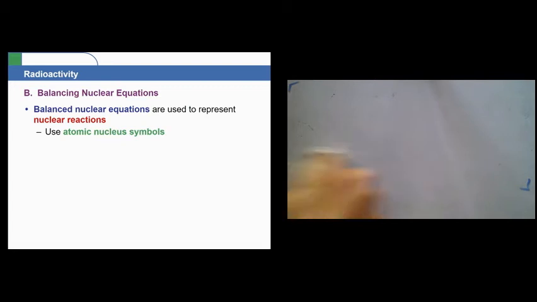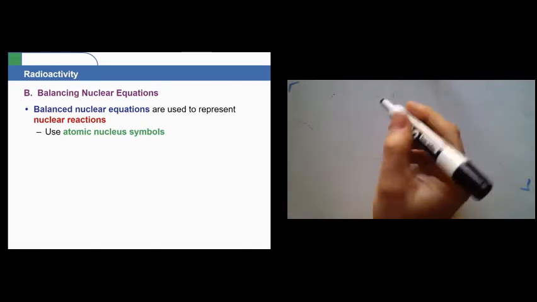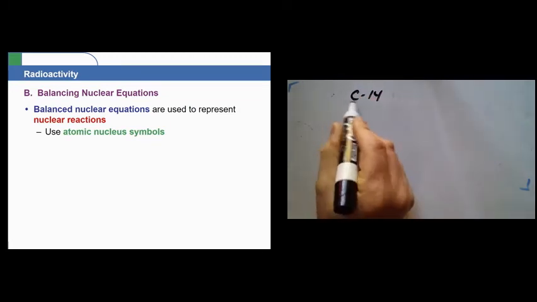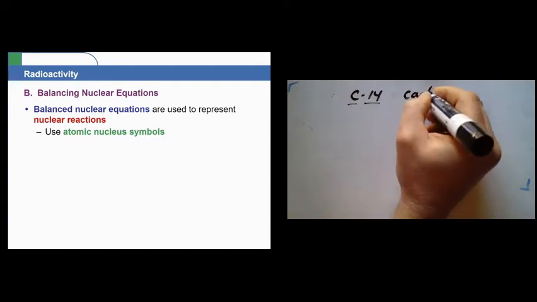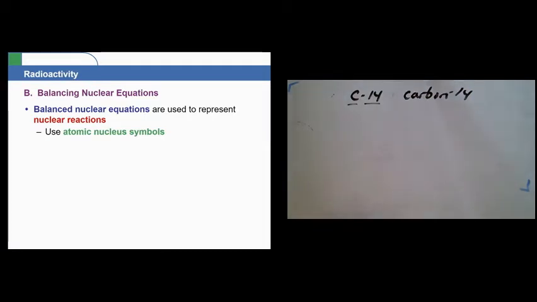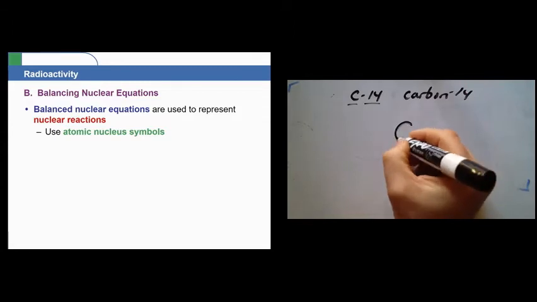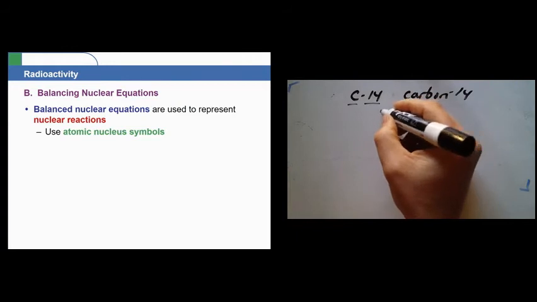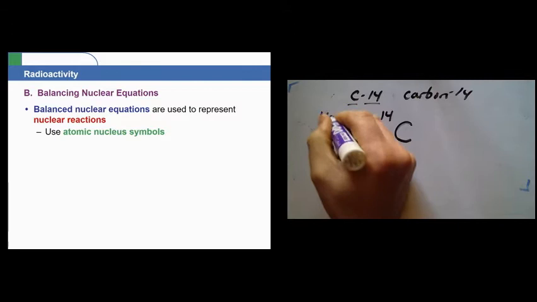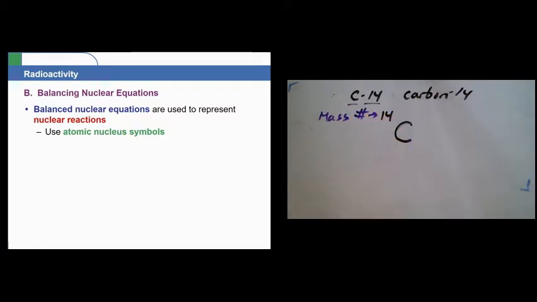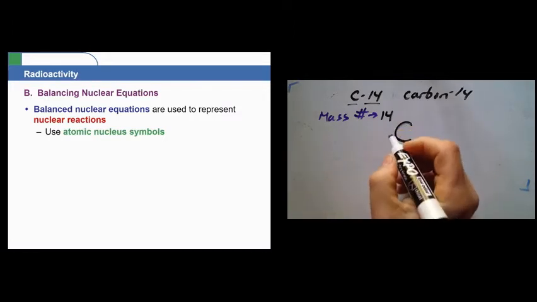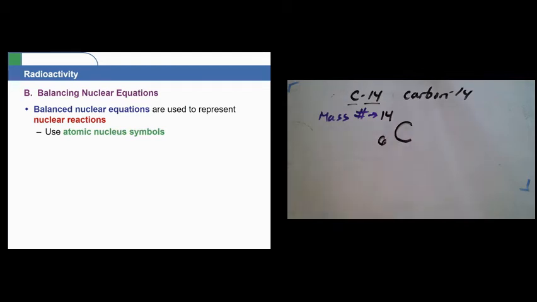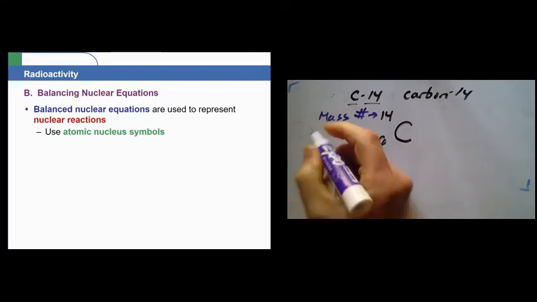So if you remember, an atomic nucleus symbol is when you have, let's say we want to do carbon-14. Carbon-14 could be represented like this with the symbol and then the mass number. But to do it as a symbol, you would have the chemical symbol here. In the top left-hand corner, we would have the mass number, okay? So in this case, it would be 14. And then on the bottom, you would have the atomic number. According to the periodic table, the atomic number for carbon is 6. And so that would go in the bottom left-hand corner.